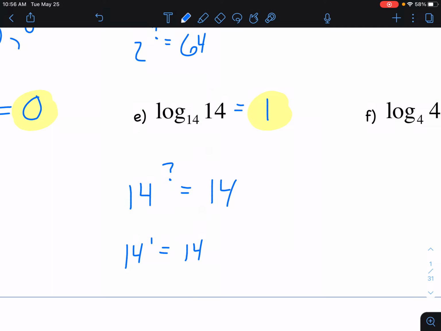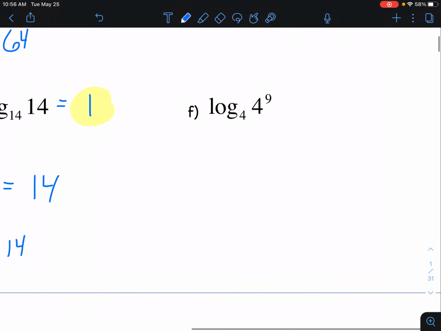And letter F. Little tricky here. It's saying log base 4 of 4 to the power of 9. The way I'd like to rewrite it, I go 4 to the power of what equals 4 to the power of 9? Well, that would have to be 9. They would have to match.